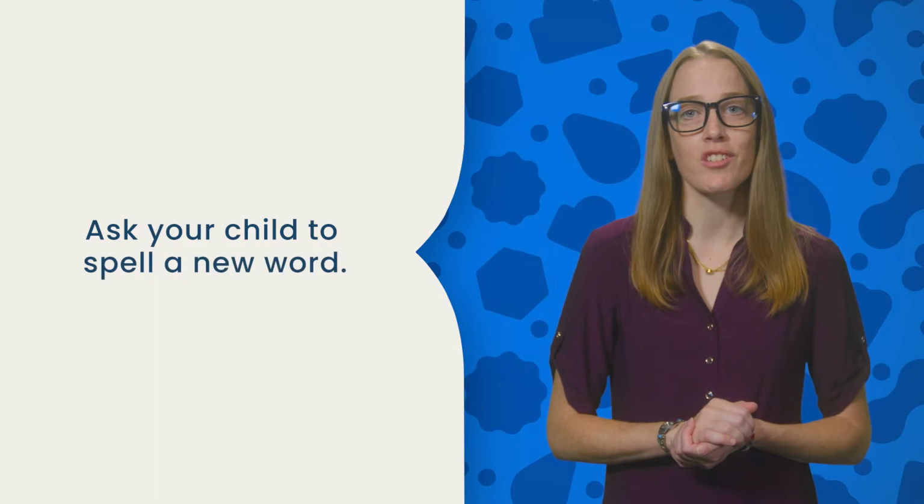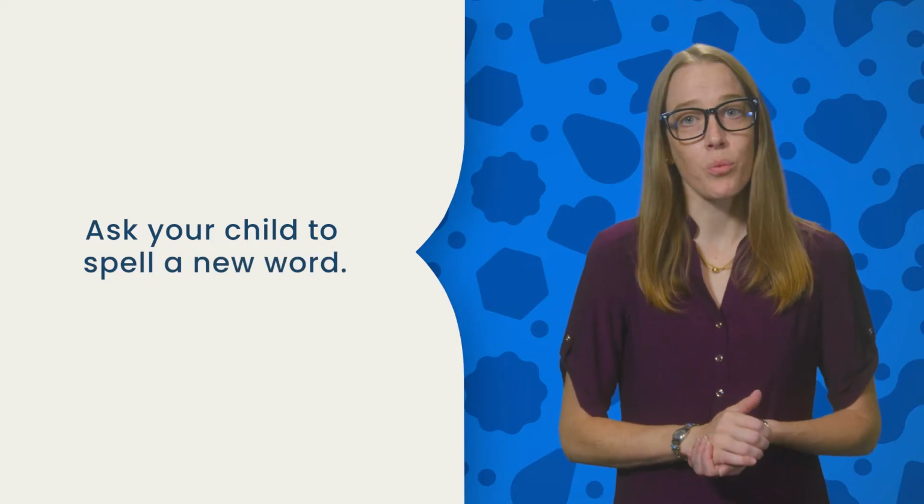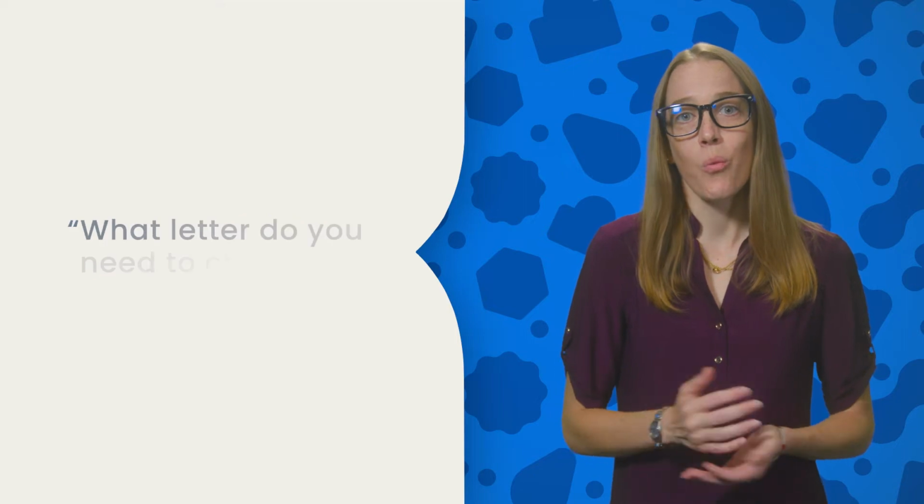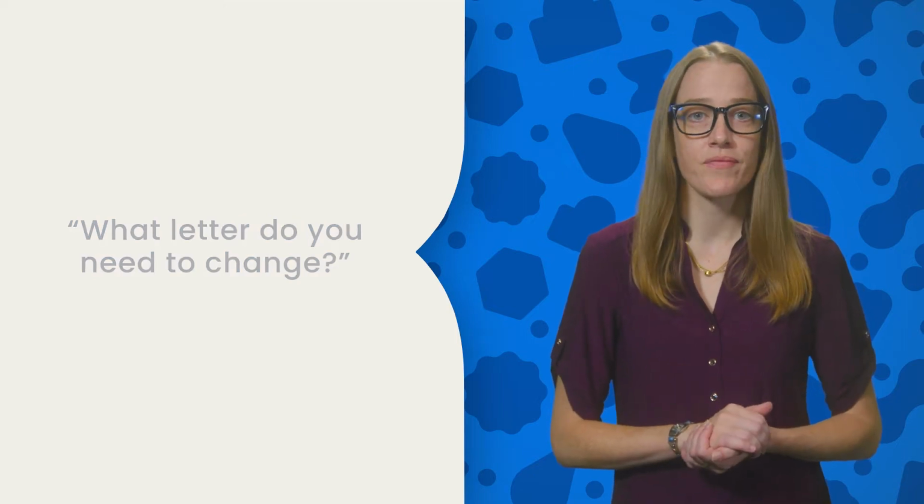Then ask your child to spell a new word. Change the word mat to sat. You can prompt your child by saying, what letter do you need to change? Watch this video of a parent using magnetic letters with their child.